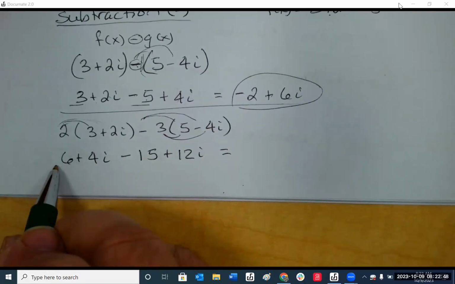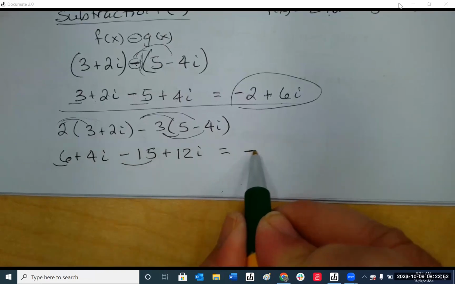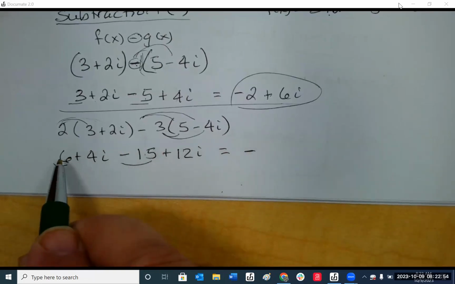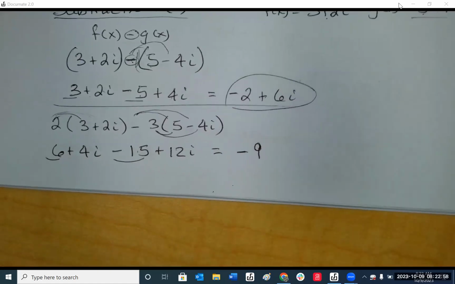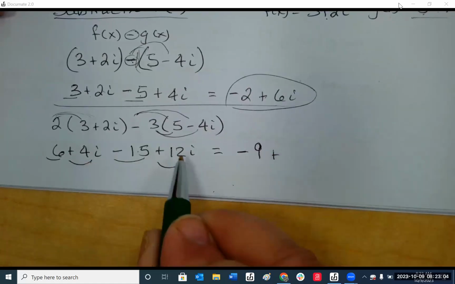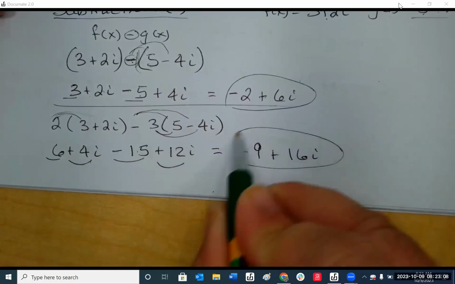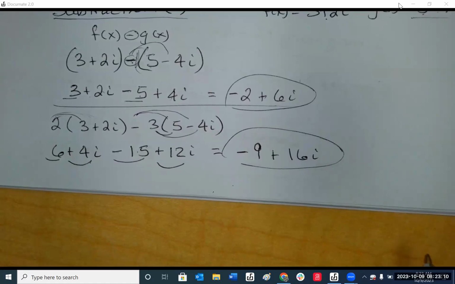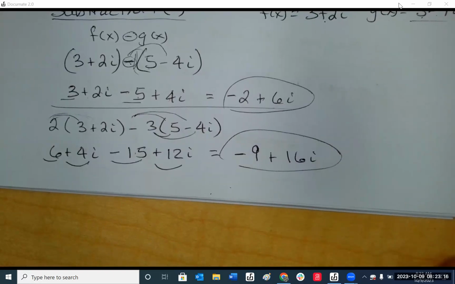Combine like terms. Positive 6, negative 15. 15 is bigger, so the answer is negative. 15 minus 6 is 9. Negative 9. These are both positive. 12 plus 4 is 16i. And there's your answer. So again, it's very important where you put parentheses and how you distribute all this stuff.